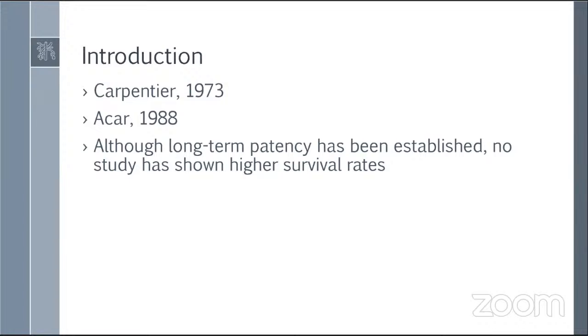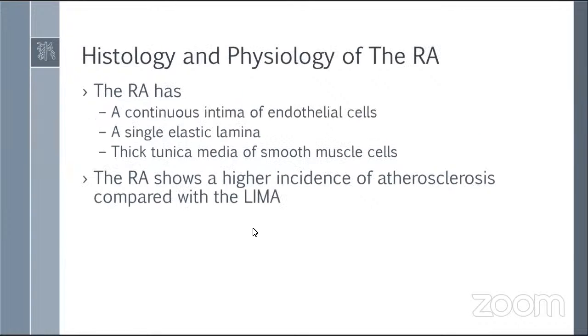Although long-term patency has been established, no study has shown a higher survival rate. So even though it's not like the LIMA, it has a high patency rate, but there is no study confirming that it has a high survival benefit. Regarding the histology and physiology, the radial artery has a continuous intima of endothelial cells with a single elastic lamina and a thick tunica media of smooth muscle cells. This is the reason why it has a high risk of spasm. The radial artery shows a higher incidence of atherosclerosis compared with the LIMA.